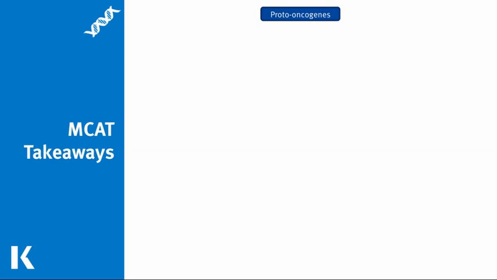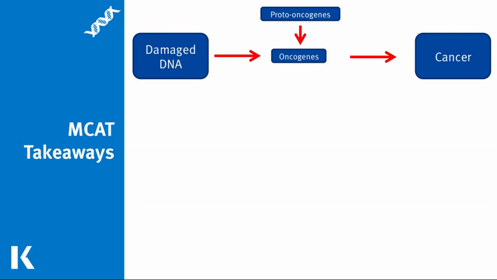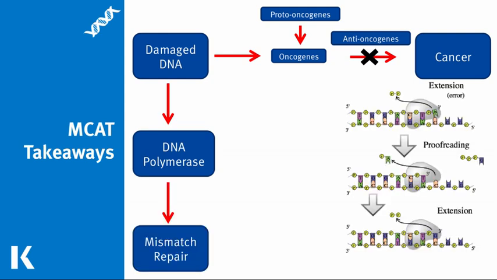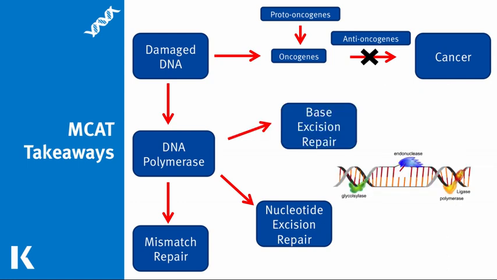To recap, proto-oncogenes become oncogenes when DNA has been damaged. This leads to cancer unless anti-oncogenes prevent it. However, when DNA is damaged, DNA polymerase can help repair it, so most of the time, cancer doesn't occur. One of the ways DNA polymerase fixes damaged DNA is through mismatch repair, where it removes erroneous bases. It can also correct smaller mistakes, like nucleotides with structural damage that distort the helix, and mutated bases, which don't distort the helical shape, but they do mess up the genetic code.